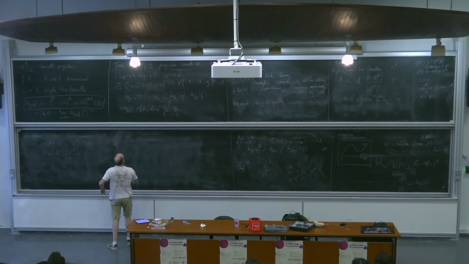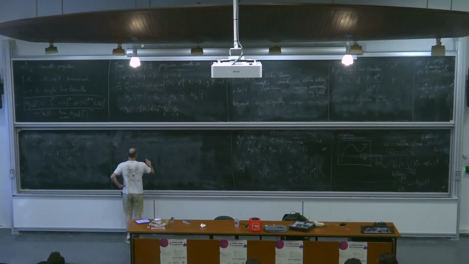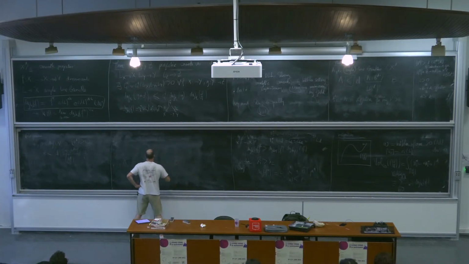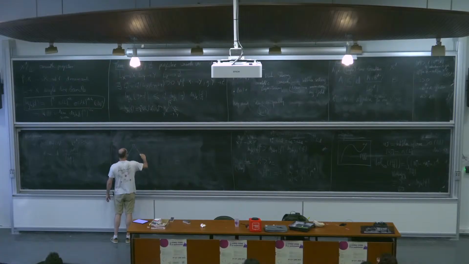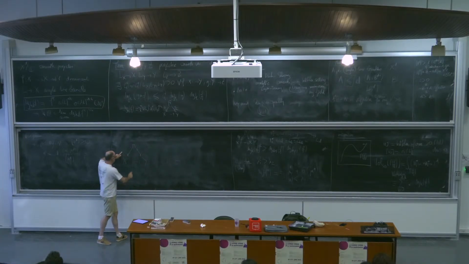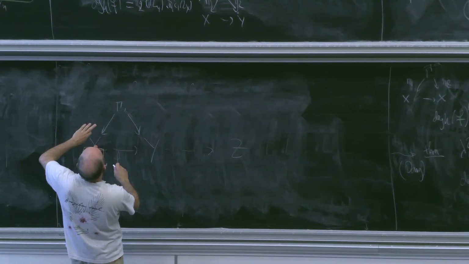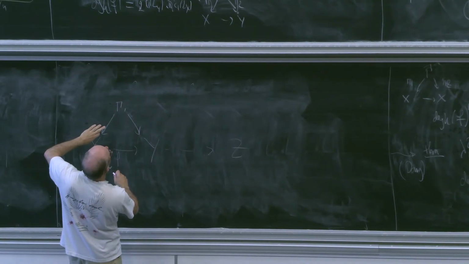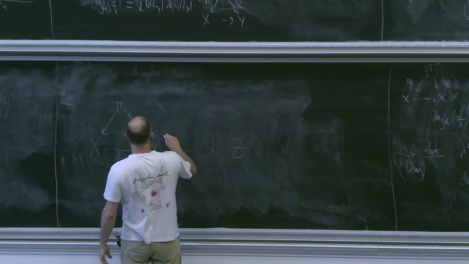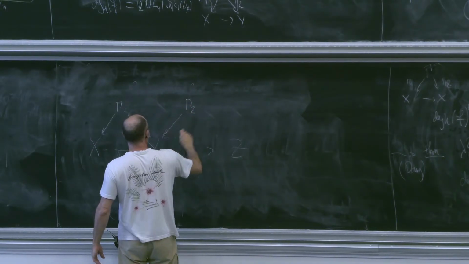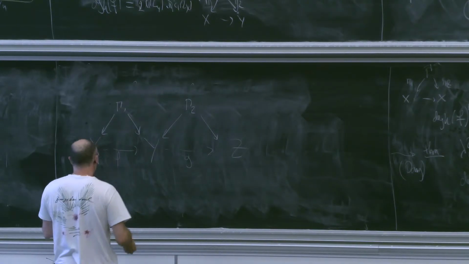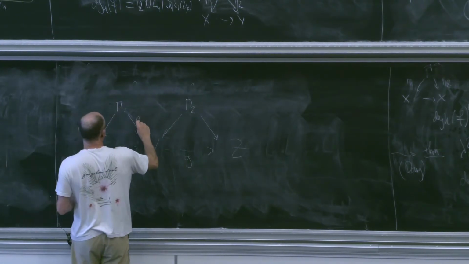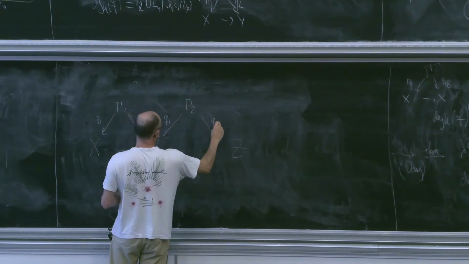Okay, let's go. So we have X to Y to Z. My notation is like this. Let me take gamma 1, a resolution of singularities of the graph of F. And then you have gamma 2, the resolution of singularities of the graph of G. And let's say these are P1, P2, Q1, Q2.